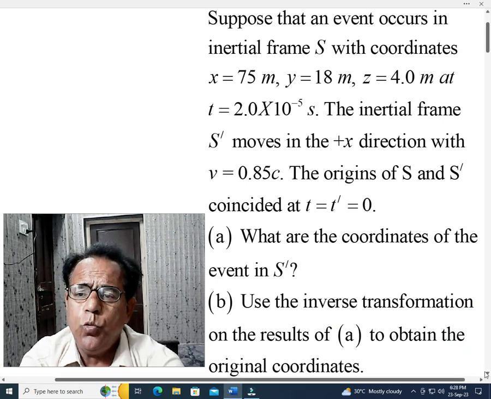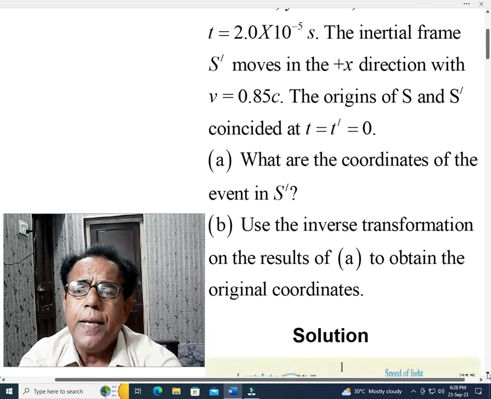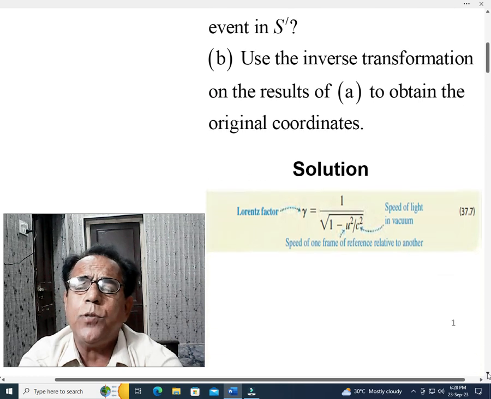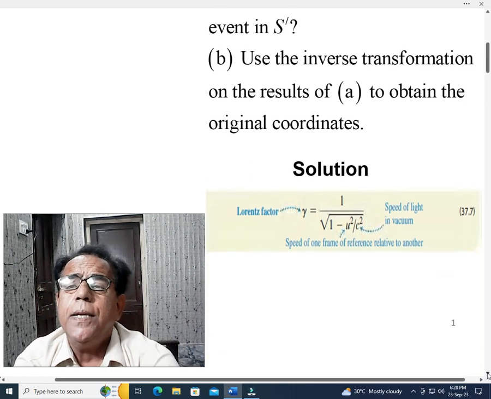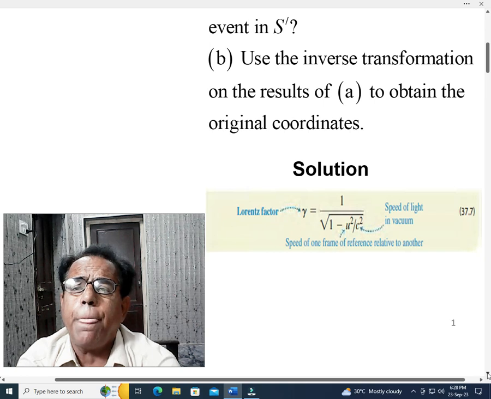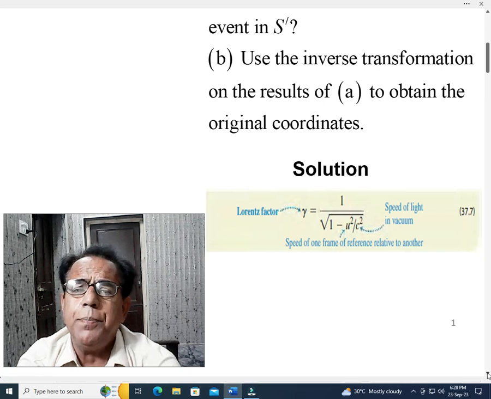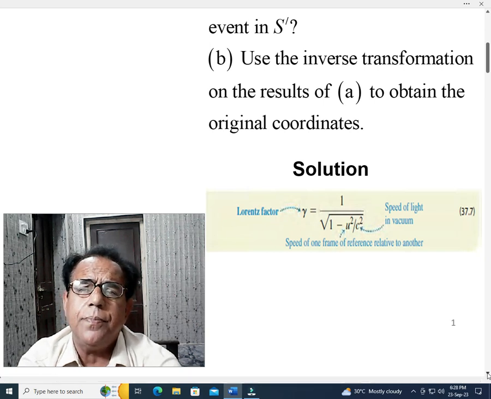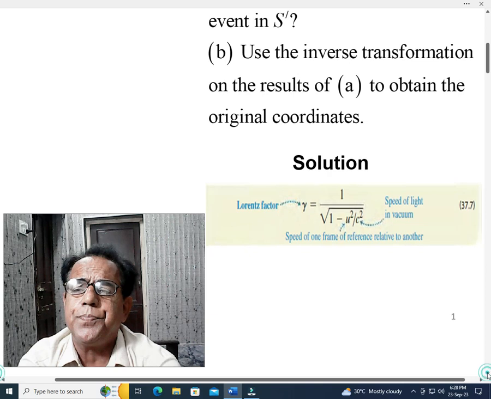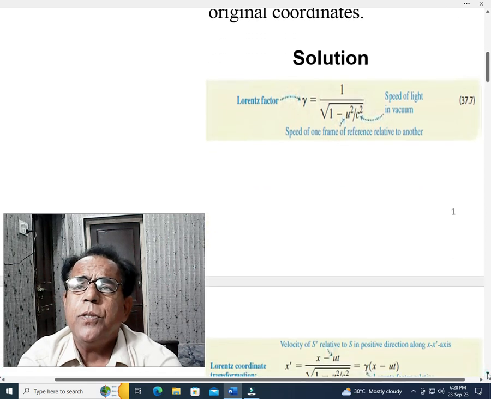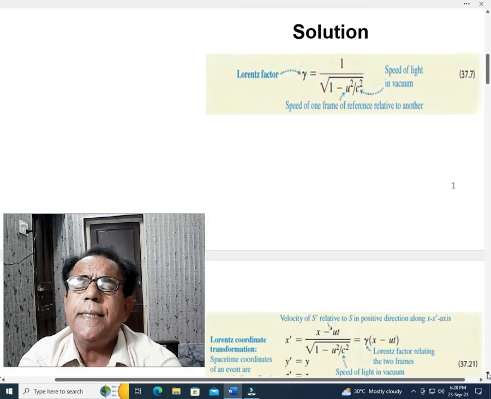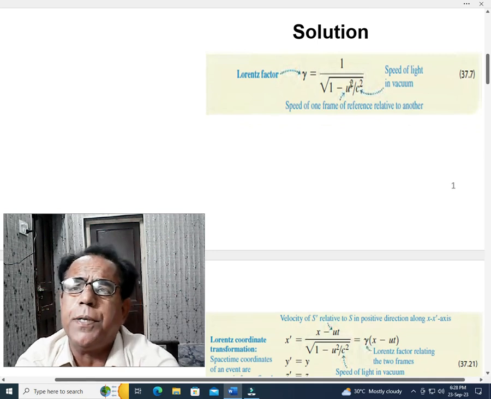We move to its solution, and in the solution, first of all, we go through some snapshots which will provide us a guideline regarding the solution of this problem. So this is the first snapshot.